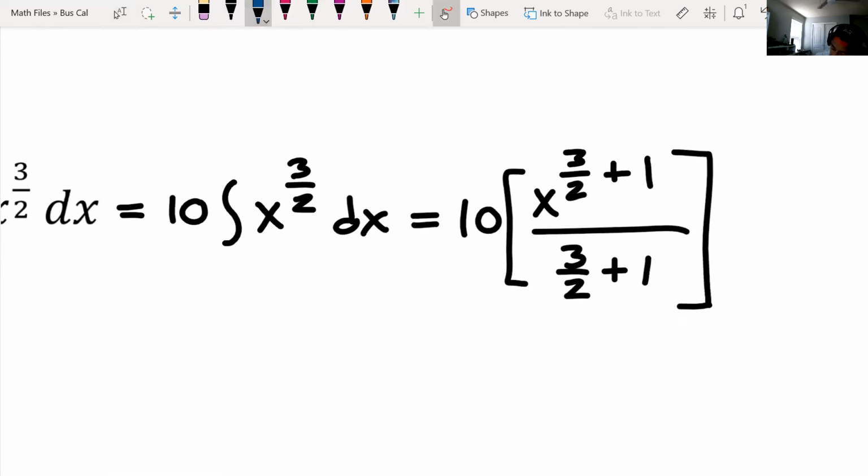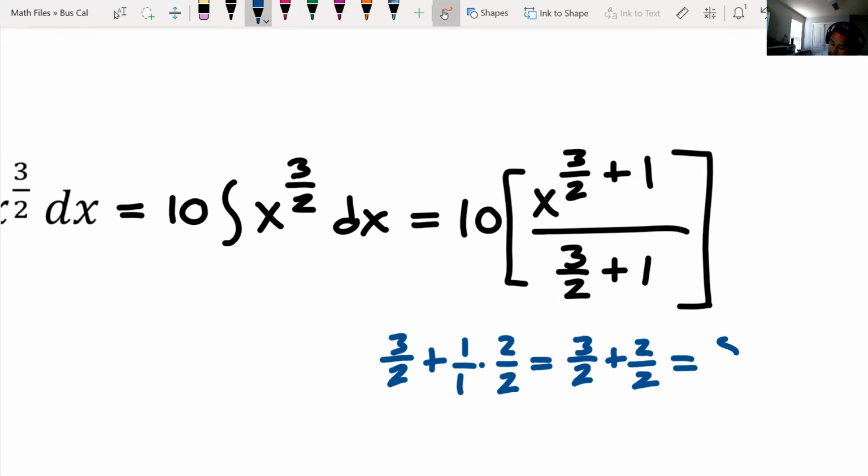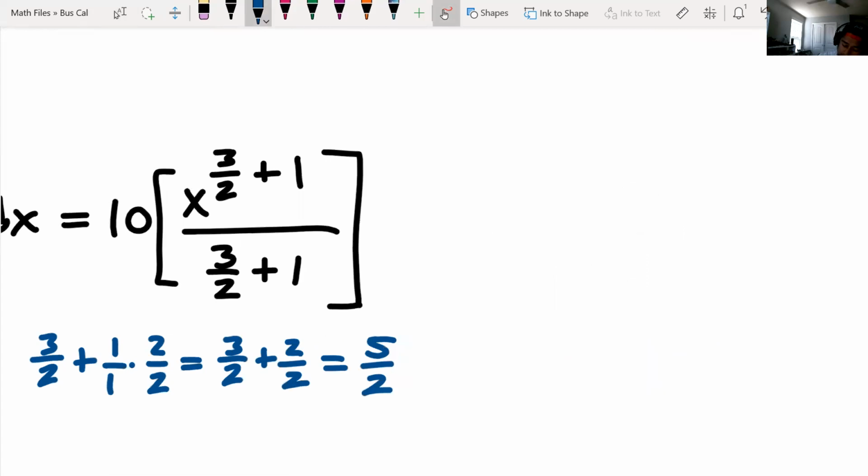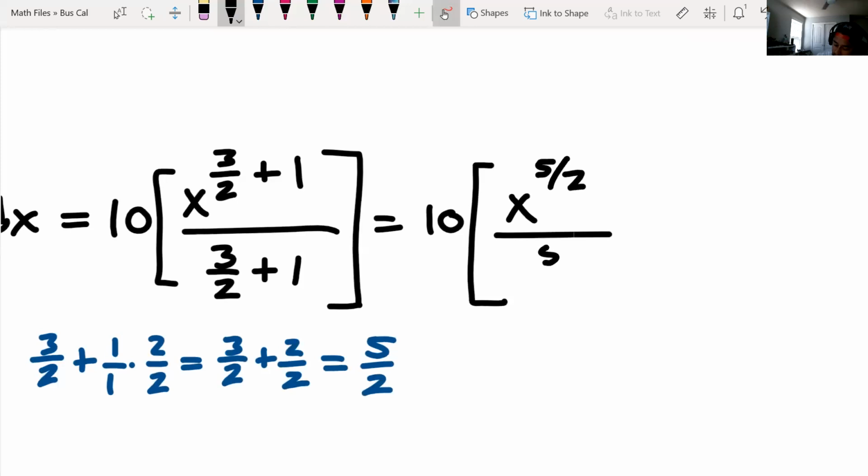A little bit of fraction work. 3/2 plus 1, you make it 1 over 1 and get a common denominator of 2. So this will give you 3/2 plus 2/2, which gives me 5/2. So that's what we're going to have next. x to the 5/2 over 5/2.